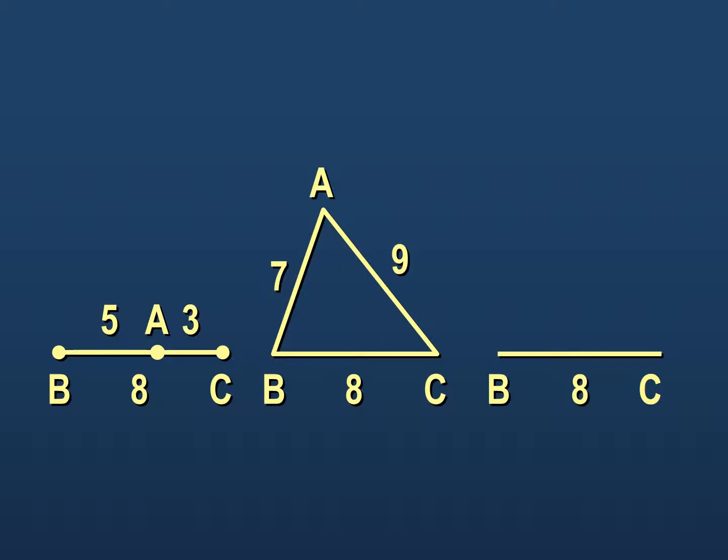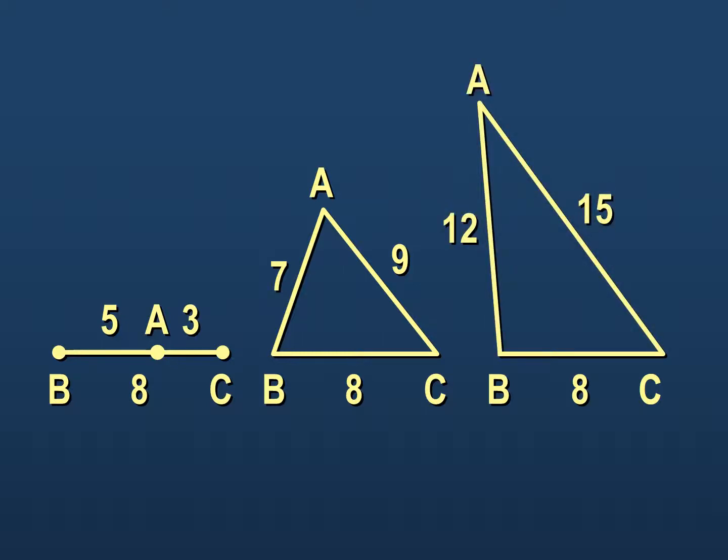Here, A is above the segment BC, and then we have 7 and 9. And in this third case, A is above, and we have 12 and 15. In all of these cases, notice that if we add two numbers together, it will never be less than the other side. For example, 8 and 5 is more than 3. 8 and 3 is more than 5. 5 and 3 is actually equal to 8, and that means it makes a solid line.